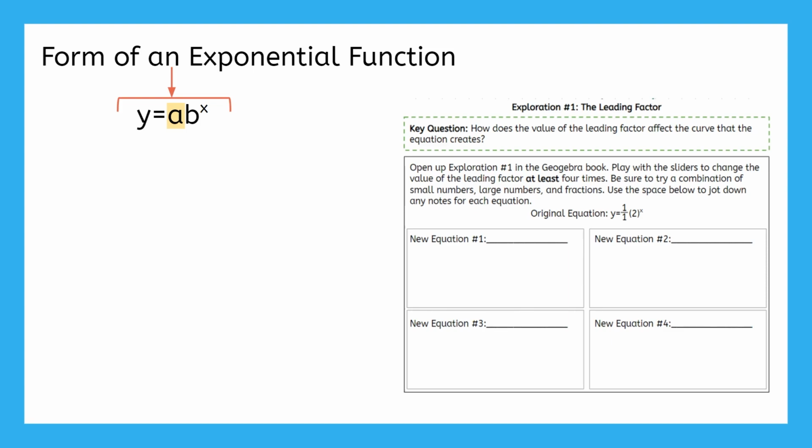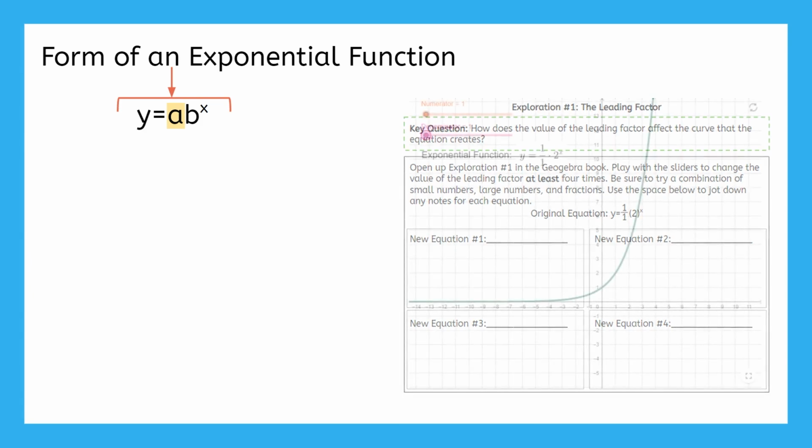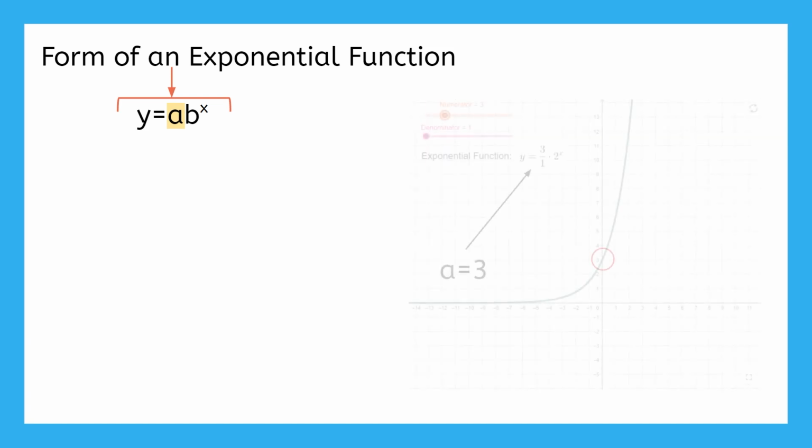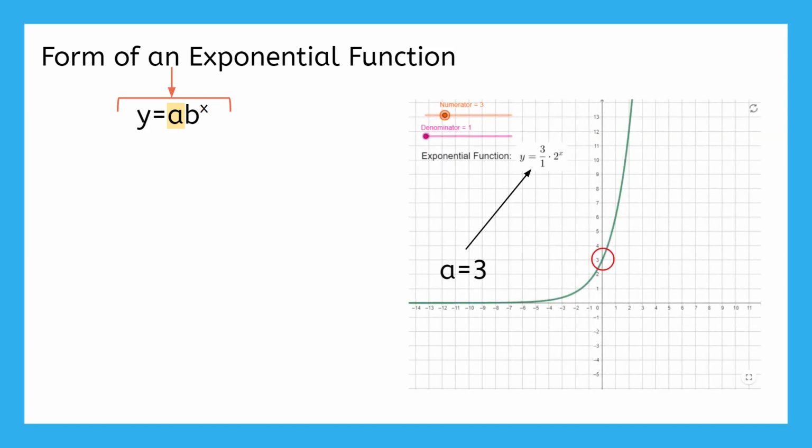What did you find out? I noticed that when you change a, it doesn't change the shape of the graph, so what is it doing? When we make a 3, our function changes a little around the y-axis. The function crosses the y-axis at 3. So the y-intercept is the same as the a value? Well, that can't be a coincidence.